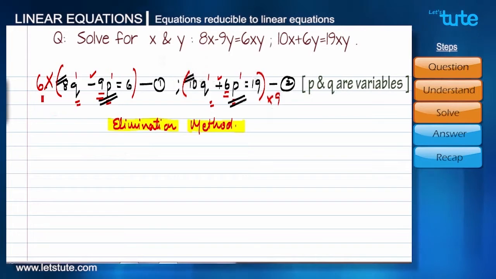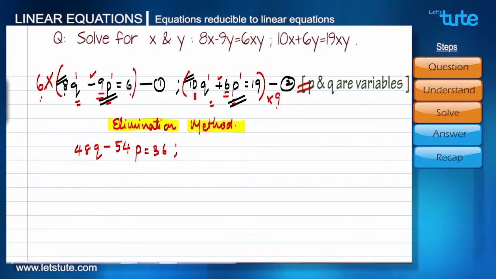So this will give us 6 into 8, 48q, minus 6 into 9, 54p equals 6 into 6. So on the right hand side it is 36. And now for the second term, I have to multiply by this 9.